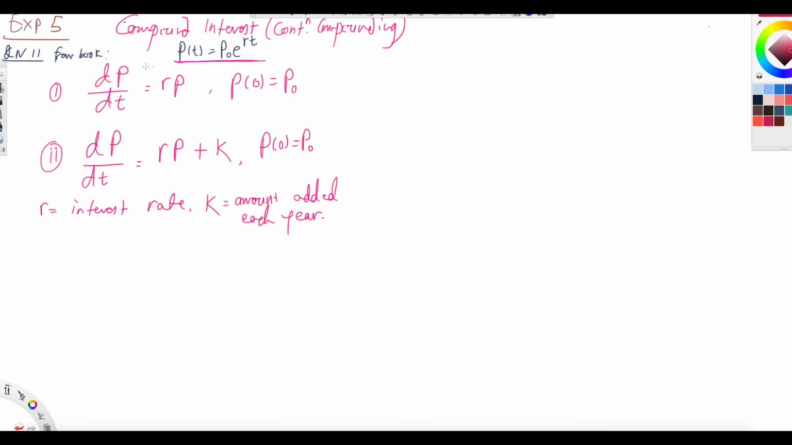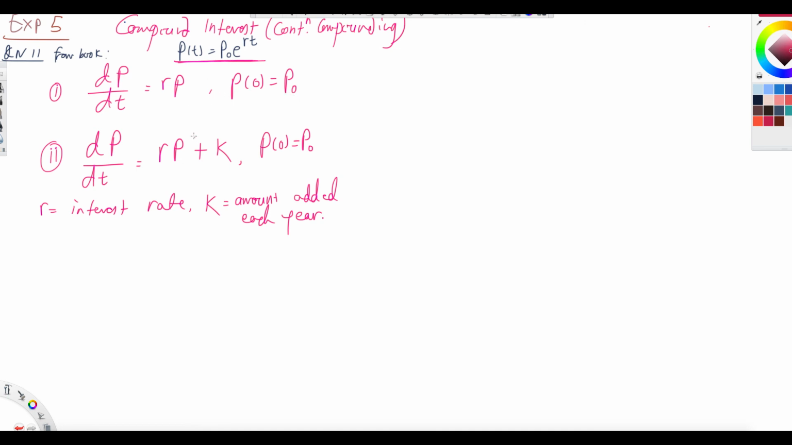In terms of the differential equation format, this is dP over dt equals R times P, because if you solve this, you will get exactly this equation. Or in other words, if you find the derivative of this, it equals R times that function. This is what you get. And P at 0 is equal to P0.